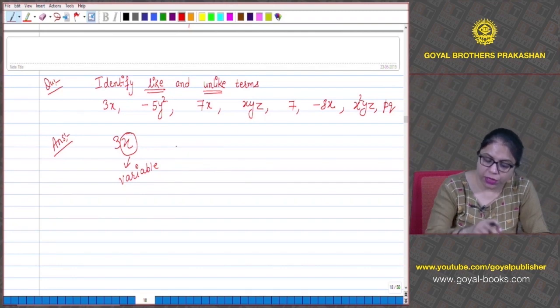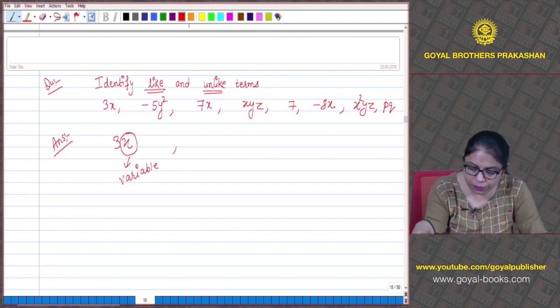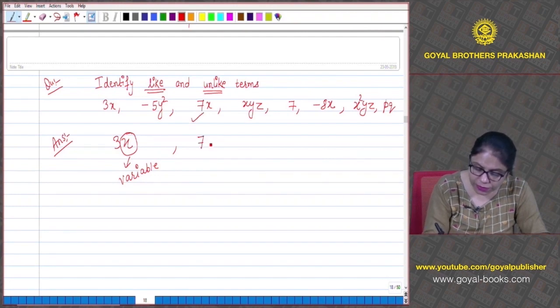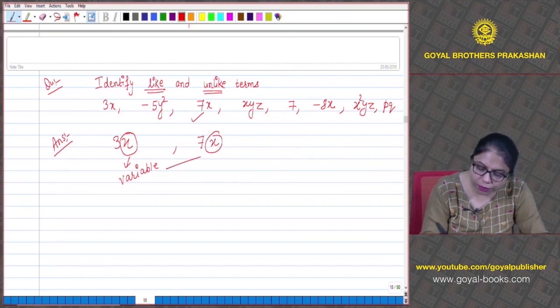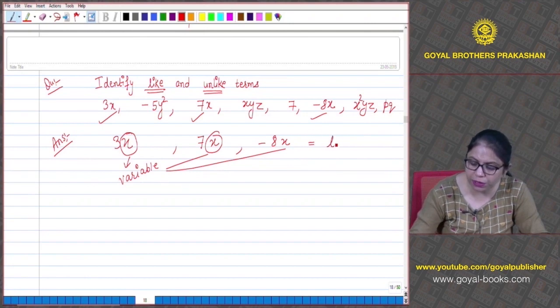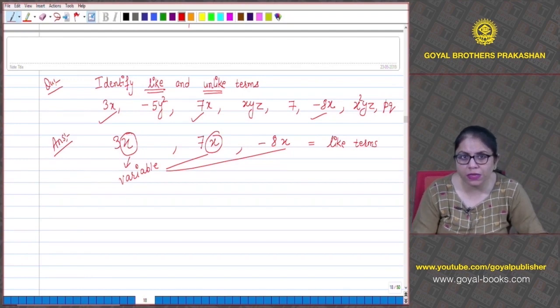Now we will search whether in all these terms there is any other term having the same variable x. 7x, in this case also the variable is x. Minus 8x, in this case also the variable is x. So in these three terms the variable is the same. That means these three terms are known as like terms. Any terms having the same variable are known as like terms.